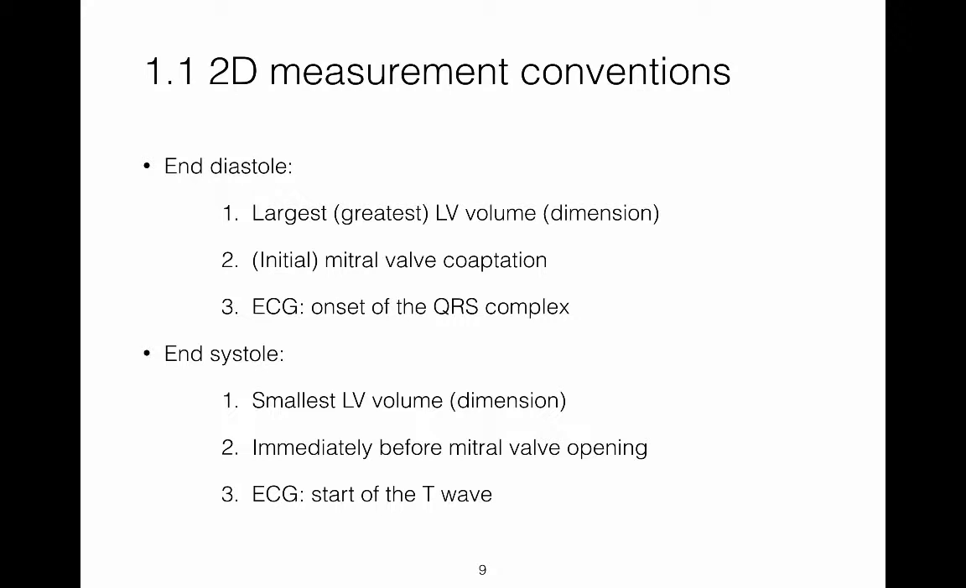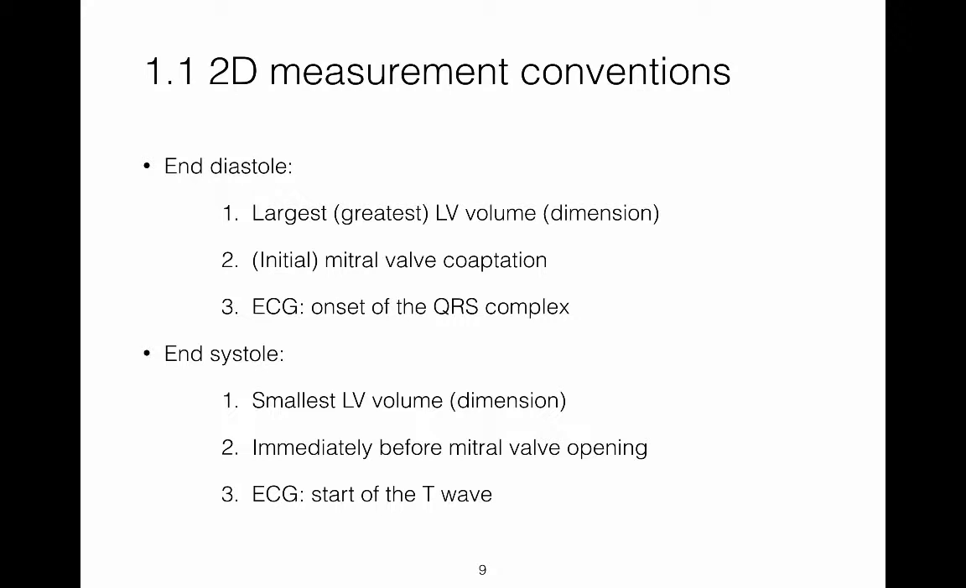At end systole, the ventricular volumes are least. End systole can be recognized in the first place by identifying the smallest LV volume or dimension, or then by identifying the point immediately before mitral valve opening, and lastly by looking for the T wave on the ECG.